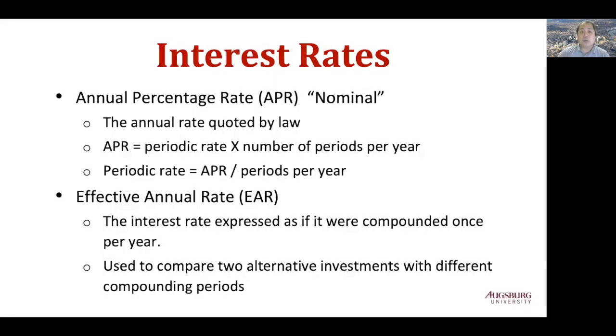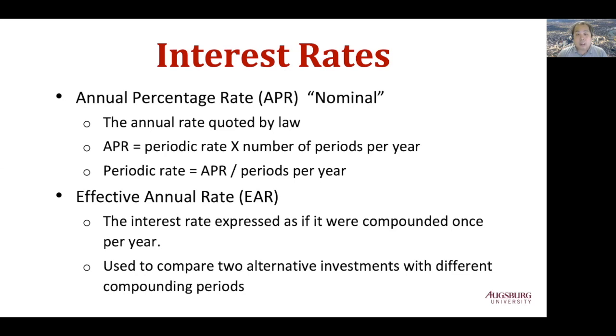So this annual rate is called the annual percentage rate. We call it APR. It's a nominal rate, the annual rate quoted by law, and this APR equals the periodic rate, like a monthly rate, times the number of periods per year. So for a monthly rate it is 12. And the periodic rate equals APR divided by periods per year.